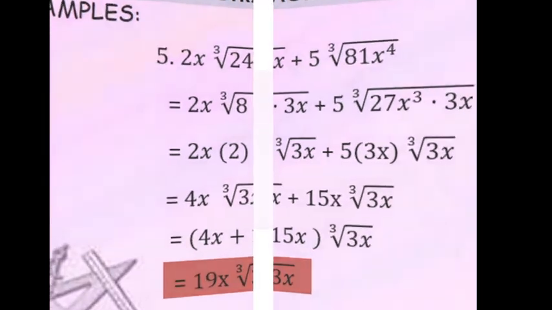Okay, so now, let us summarize what we have learned about addition and subtraction of similar and dissimilar radicals. So again, to add or subtract similar radicals, we have to add or subtract only the coefficients of the radical number and copy the common radicals.